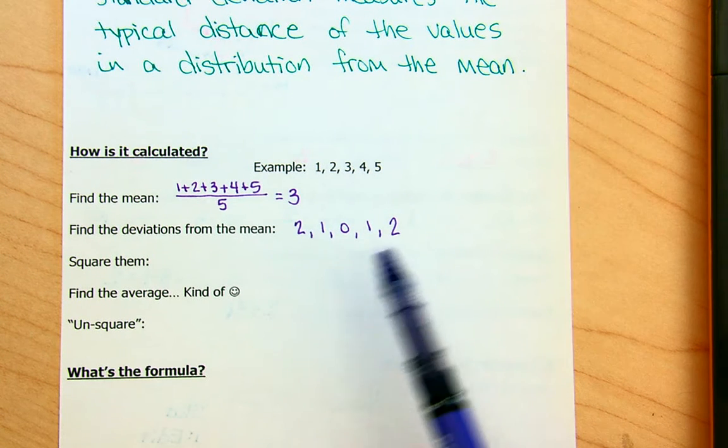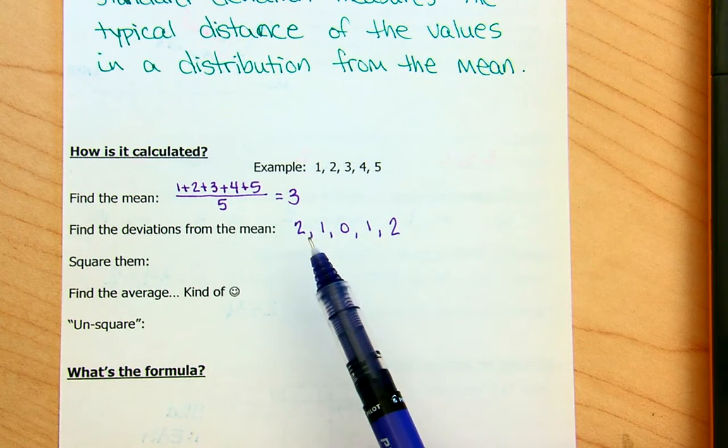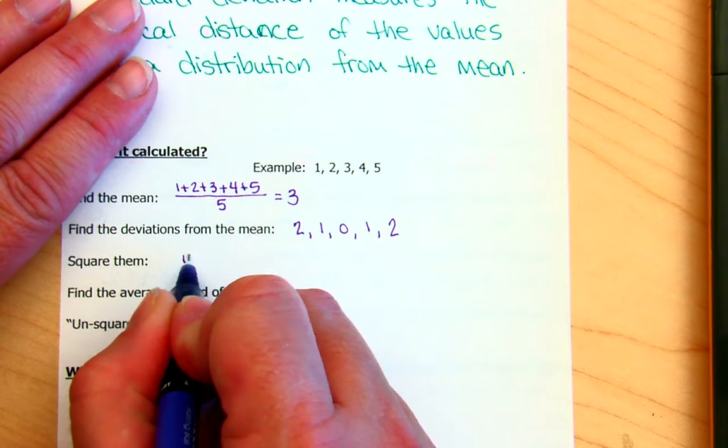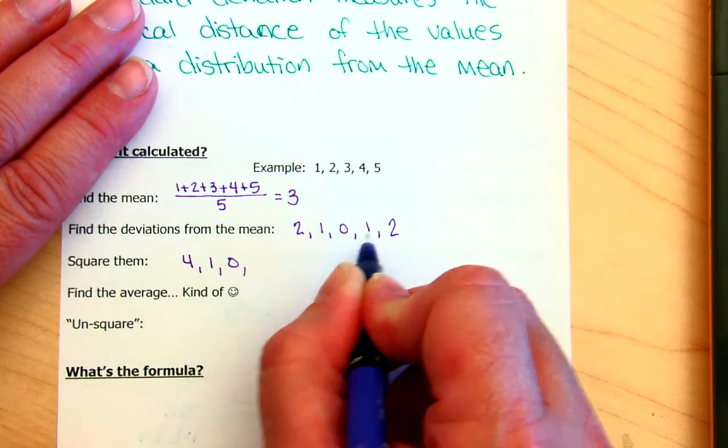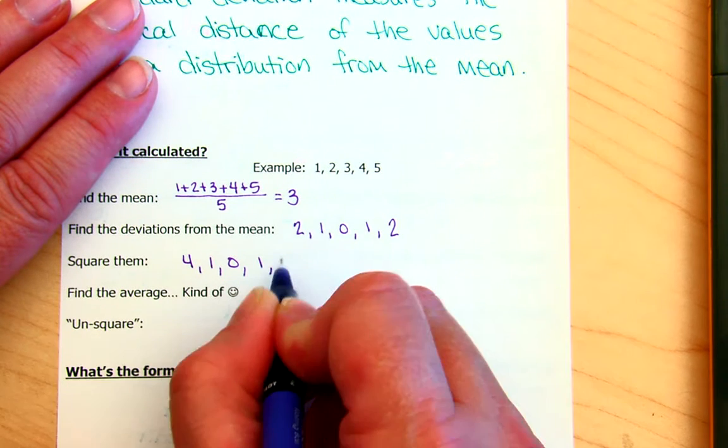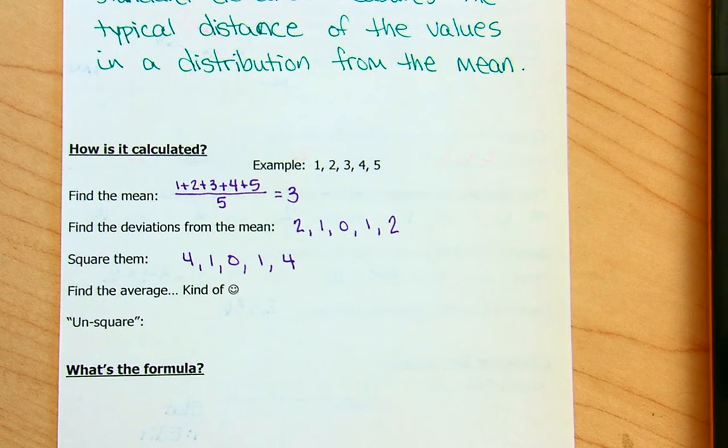Then we square each of these numbers. So I just do 2 squared is 4, 1 squared is 1, 0 squared is 0, 1 squared is 1, and 2 squared is 4.